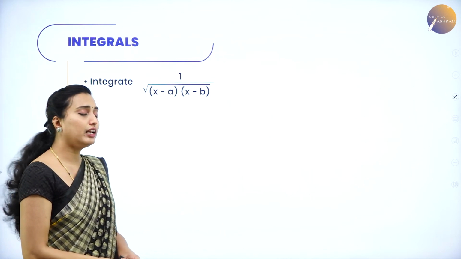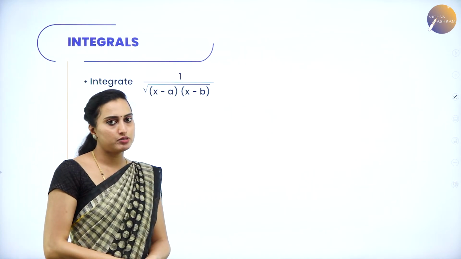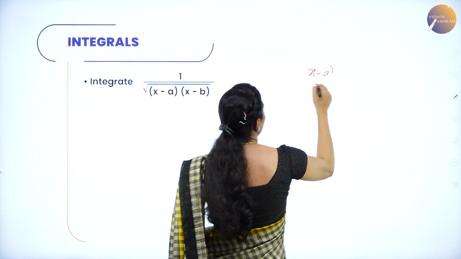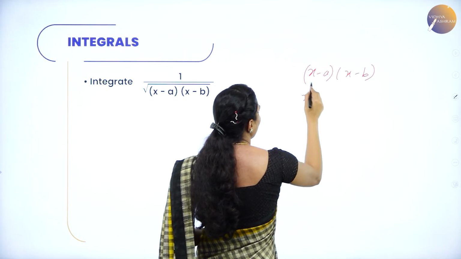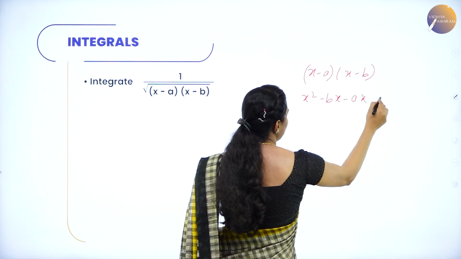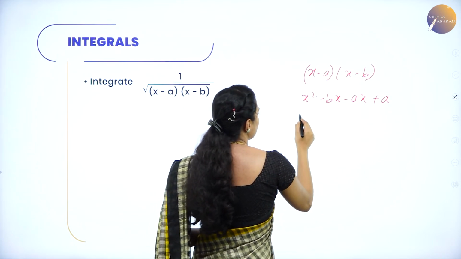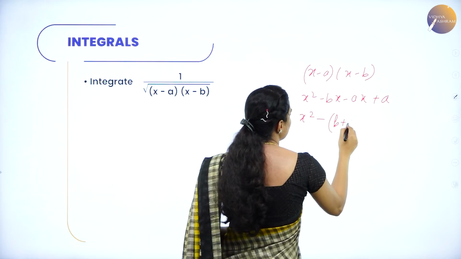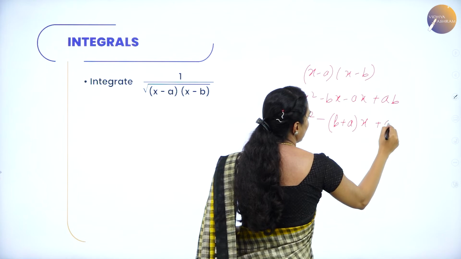What is that? Integrate 1 divided by under the root of x minus a into x minus b. Same as in the last case, take x minus a into x minus b. Multiply this: x into x is x squared, minus bx, minus ax, minus into minus is plus ab. Now, take x as common: x squared minus (a plus b) into x plus ab, right?